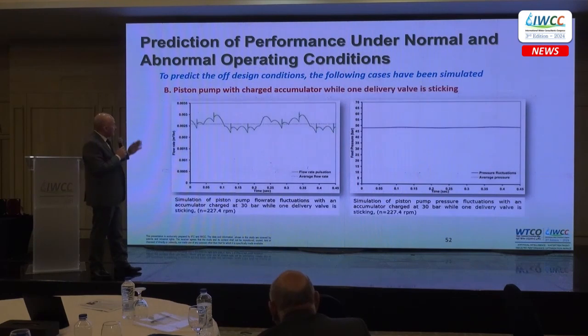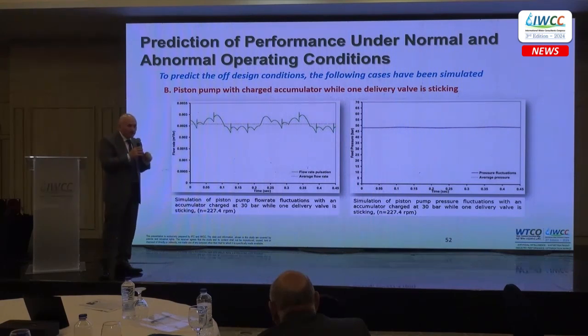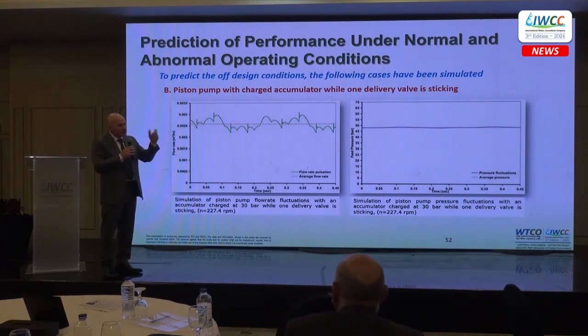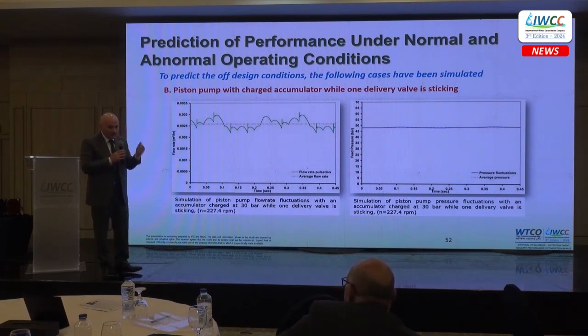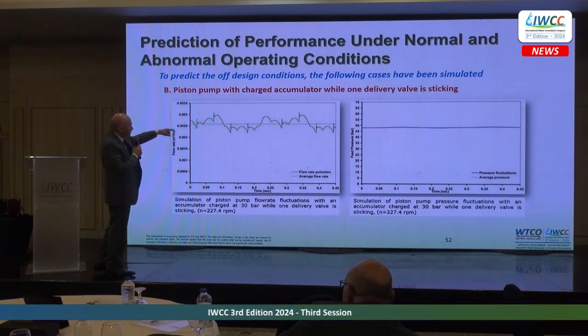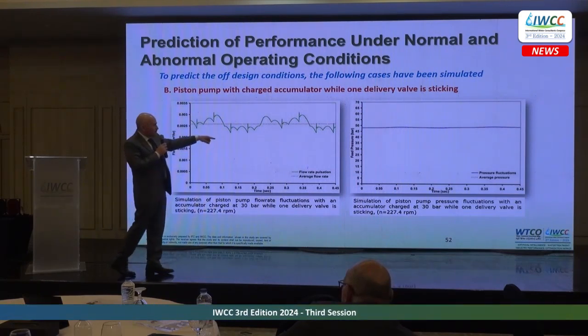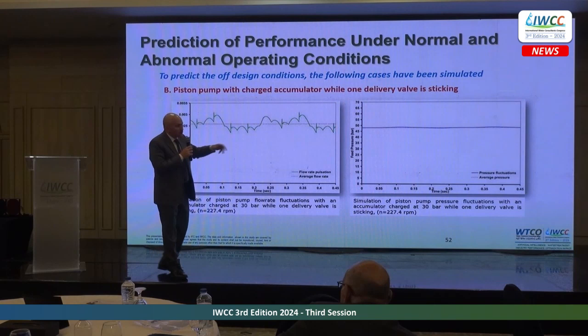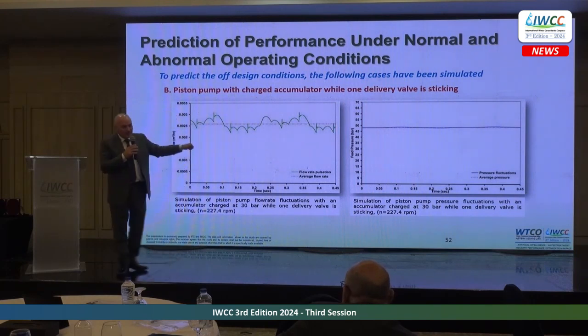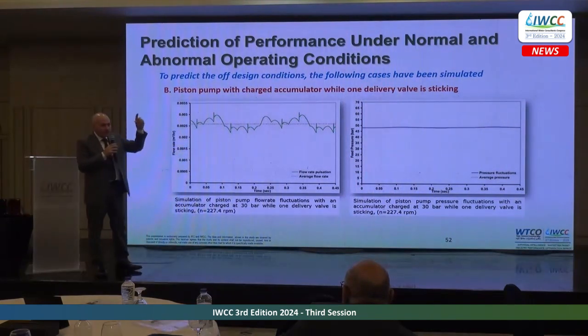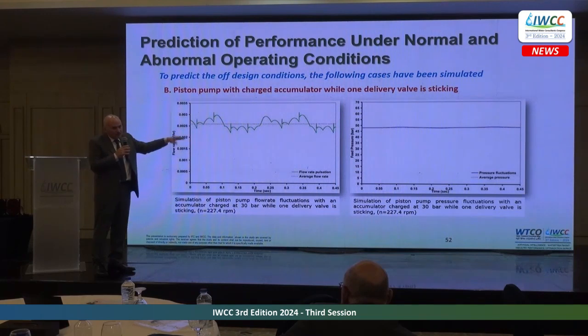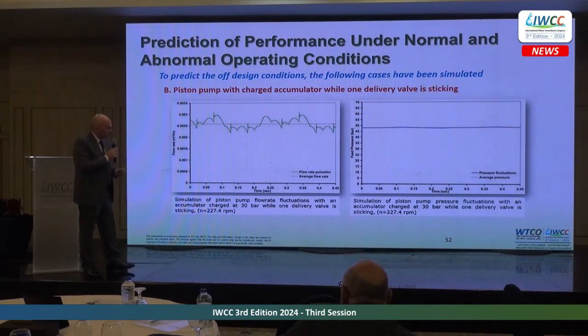Okay. Here we have a piston pump with a charged accumulator while one delivery valve is sticking. We assume that this is a 5 piston pump. We assume that one of the valves is sticking for any reason, some material or something. So the curve for the flow will be like this, and the curve for the pressure will be like this. The pressure is almost unaffected mostly because of the accumulator, but the flow is affected because when the valve is stuck, this chamber looks like it's not in operation.